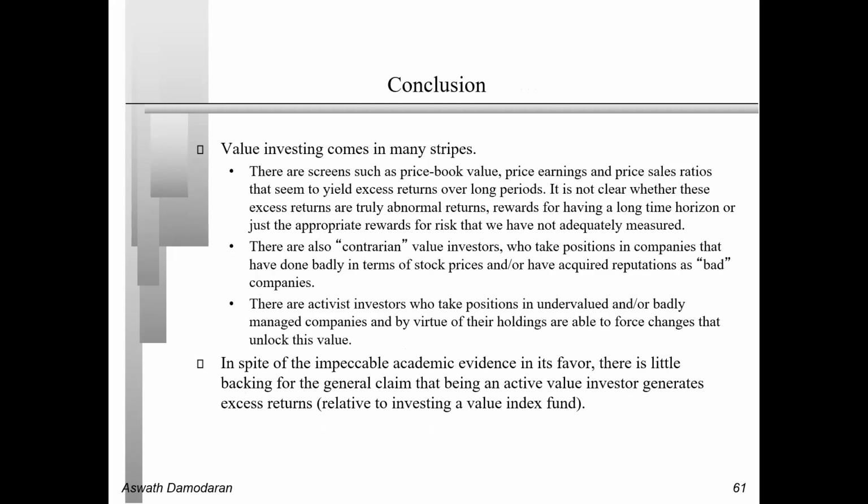But yeah, so value investing comes in many stripes. There's screens such as price to book value, price to earnings, and price to sales ratios that seem to yield excess returns over long periods. It's not clear whether these excess returns are truly abnormal returns for rewards for having a long time horizon, or just rewards for risk. And there's also contrarian value investors who take positions in companies that have done badly, and then the stock will go back up. And then activist investors who take positions in undervalued and or badly managed companies, and by virtue of their holdings to unlock the value. So those are a lot of ways to succeed in value investing.